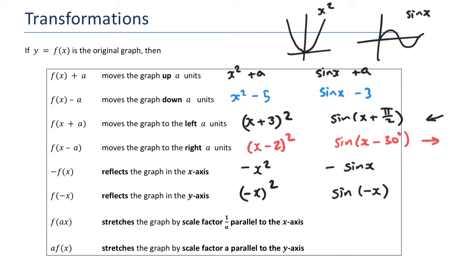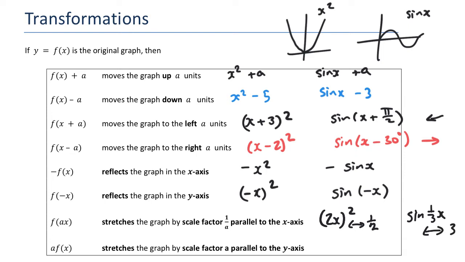And how that will appear would be 2x all squared, which would stretch it by a half, or it could be the sine of a third x, and that would stretch it horizontally 3 times.